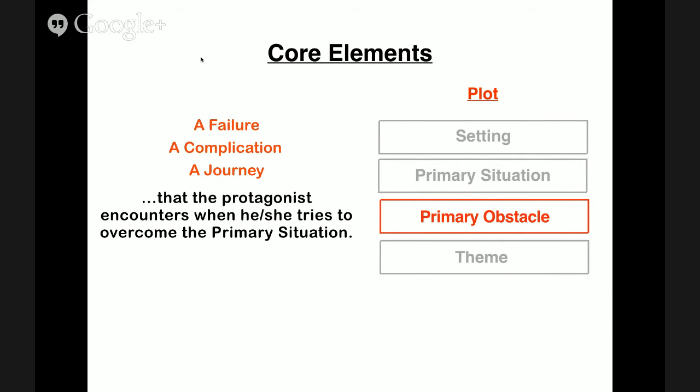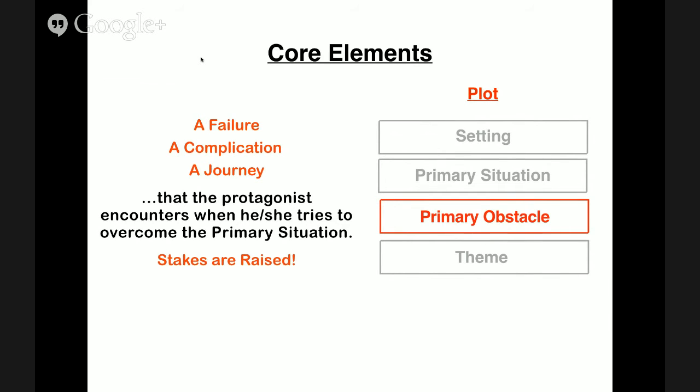I'm trying to think of other movies that are very simple to grasp at. You might be thinking of them right now. But it's going to be either a failure, a complication, or a journey that the protagonist encounters when he or she tries to overcome the primary situation. At this point, the stakes are raised. We're deep into the movie. The stakes are raised. The children are being held hostage. The plane's running out of fuel.